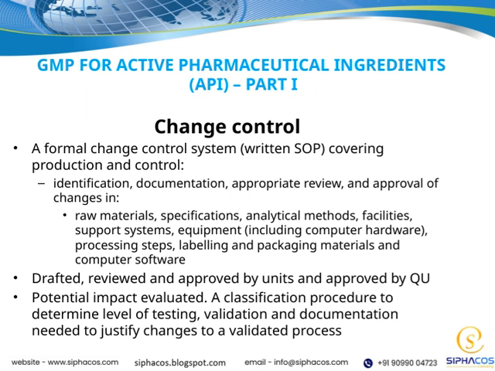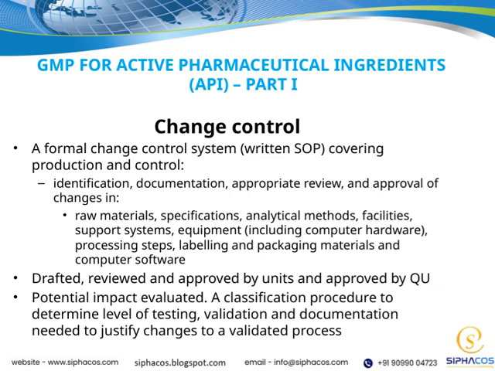It's important that these changes are not made arbitrarily. Instead, they need to be drafted, reviewed, and approved by the relevant units within the organization, and ultimately, they must be approved by Quality Assurance, or QU. This layered review process helps ensure that changes are properly evaluated before implementation.